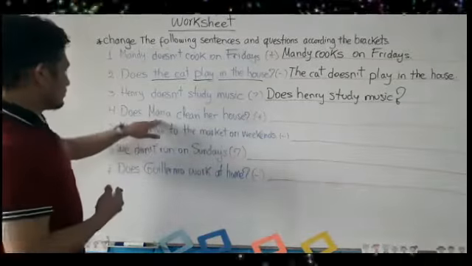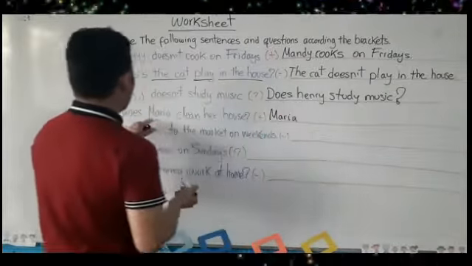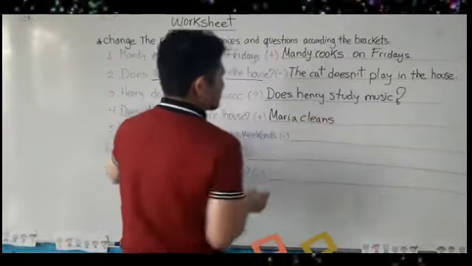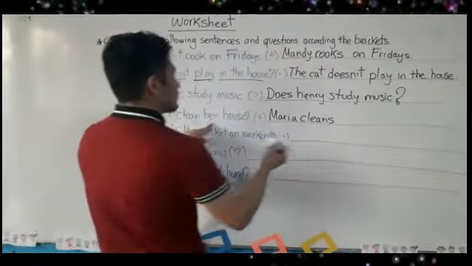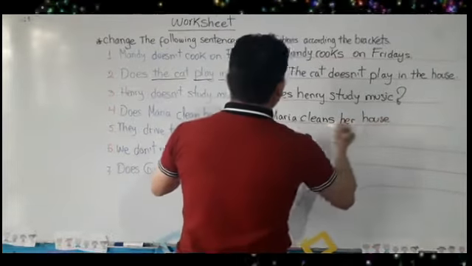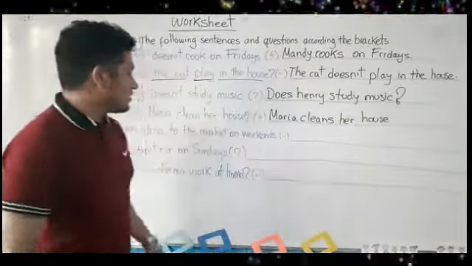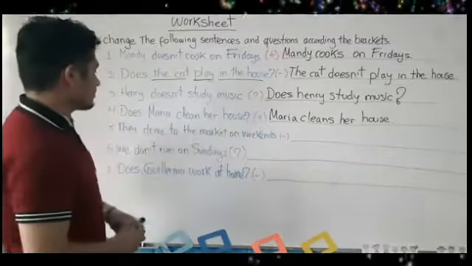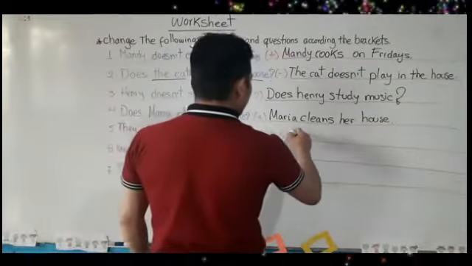Okay? So it will be name Maria, a verb, clean. In this case, it will be cleans. Okay? Because it's Maria cleans her. Okay? This will be the complement. Okay? Maria cleans her house. That's it. Okay, let's see the 5th one. They drive to the market on weekends. It's negative.